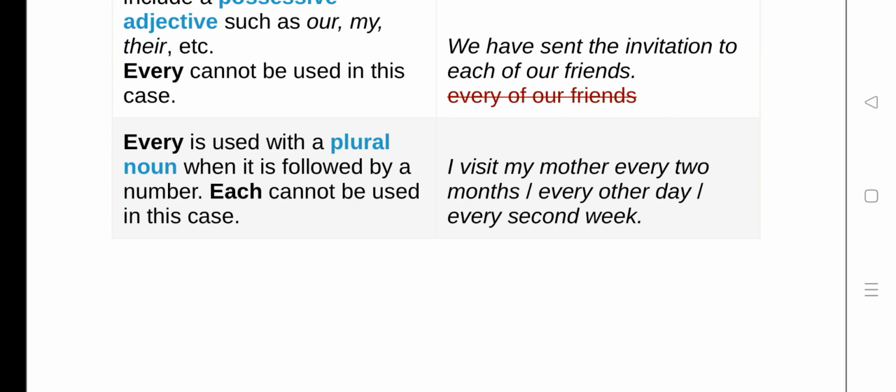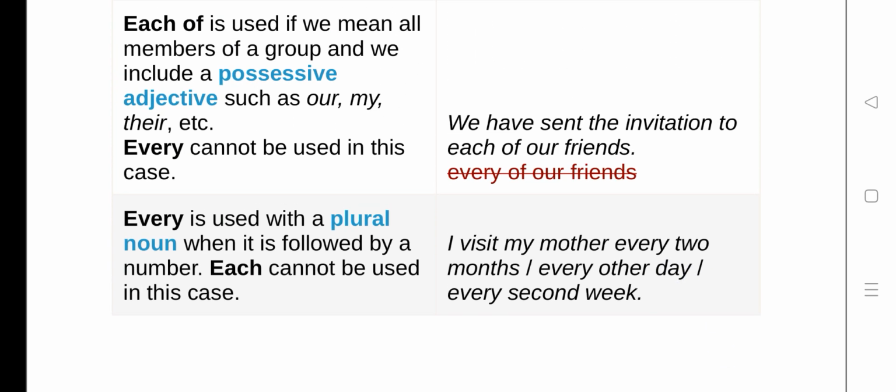We cannot use each 2 months. It is wrong. So this is the difference between each and every.